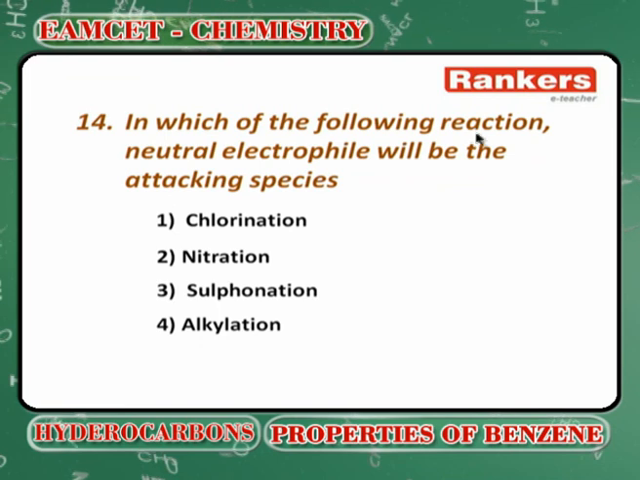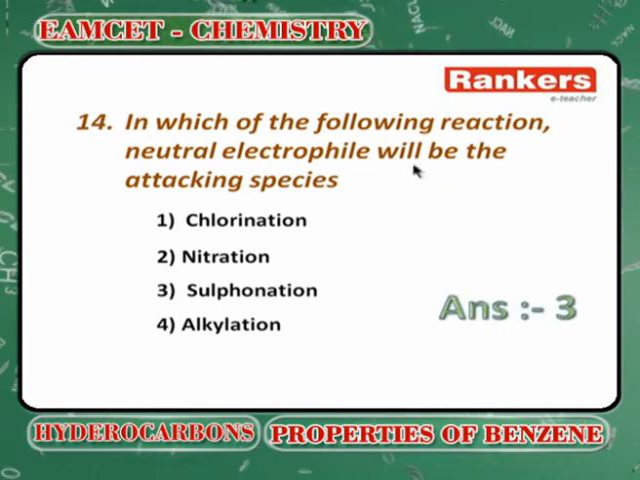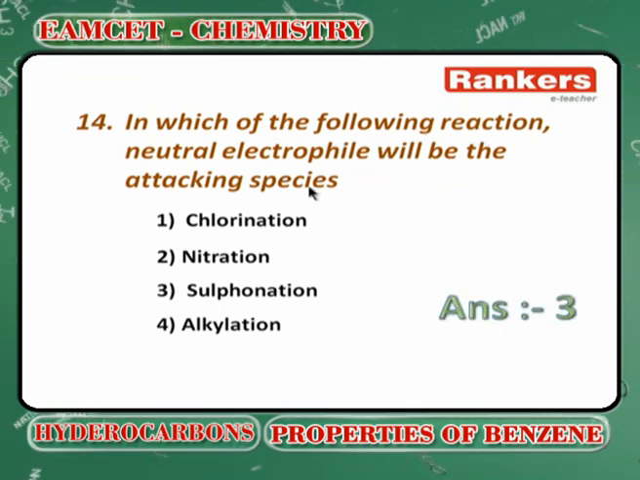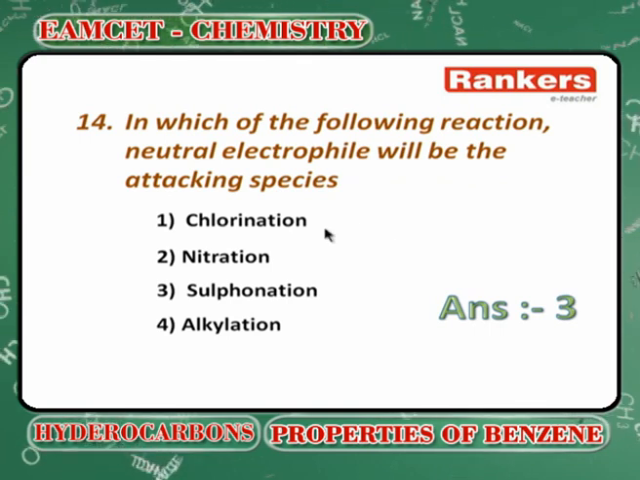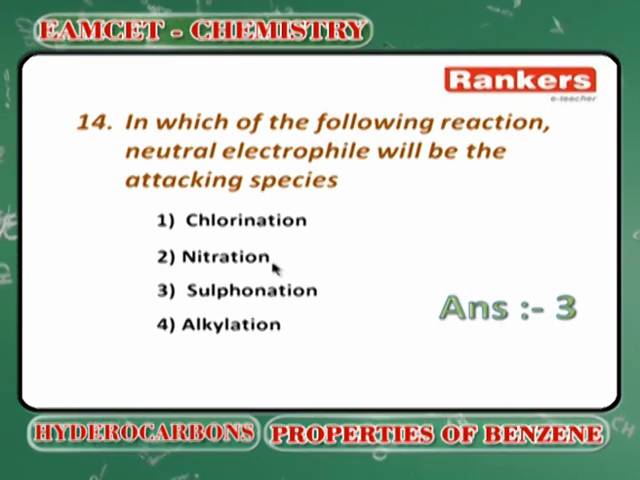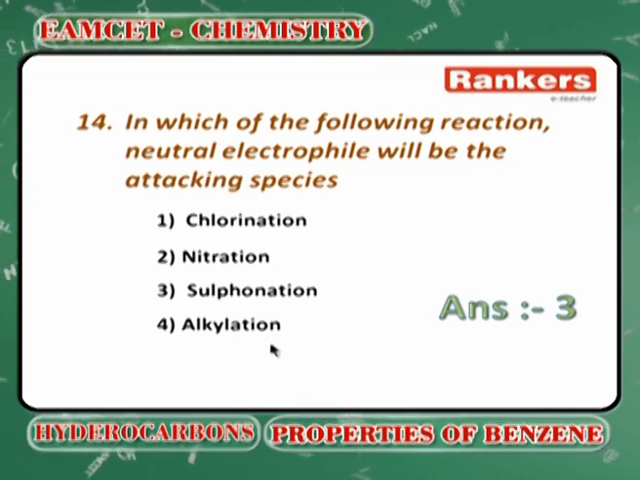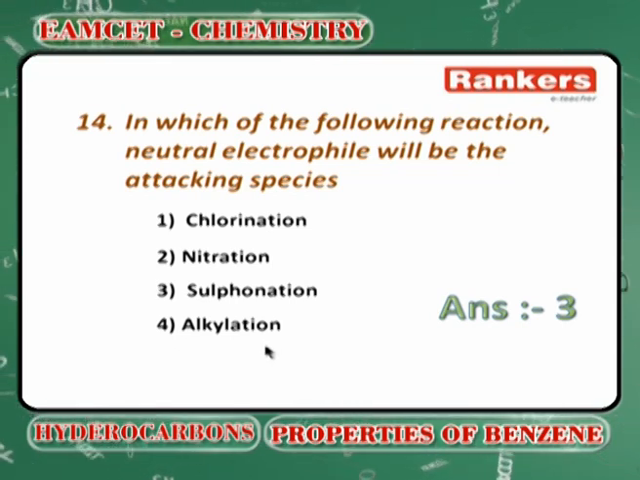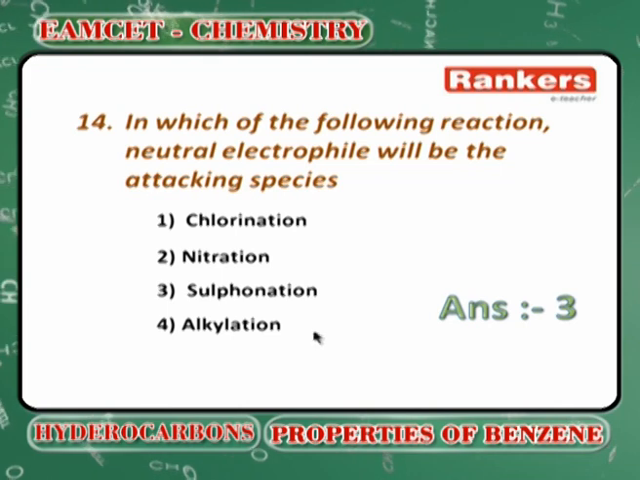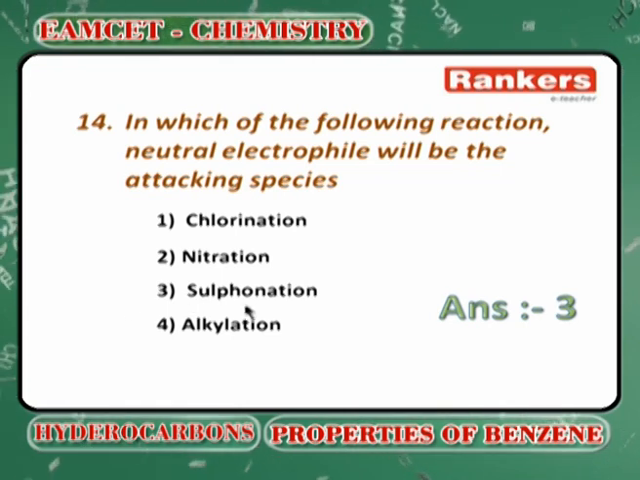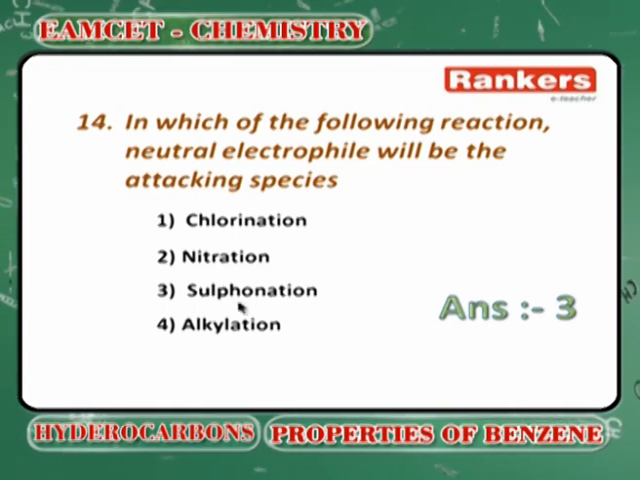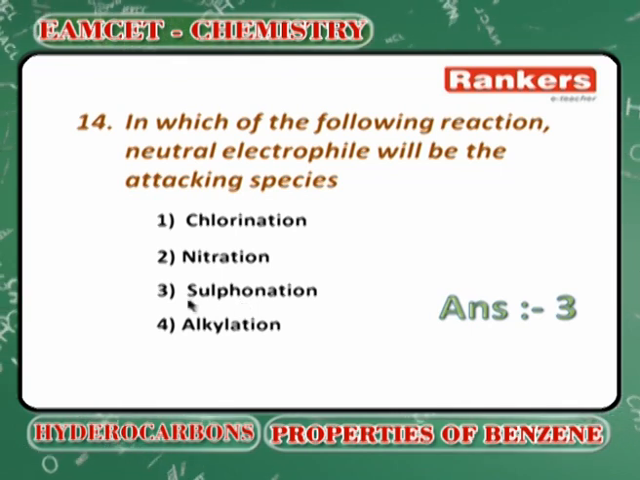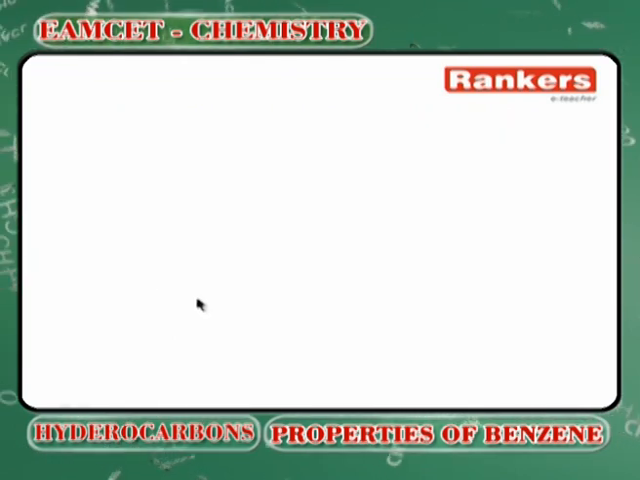In which of the following reactions will a neutral electrophile be the attacking species? We have seen just now chlorination is Cl plus, nitration is NO2 plus, sulfonation is the one where the SO3 neutral molecule will be there. In the acylation, RCO plus, and in Friedel-Crafts alkylation, R plus will be there. So, therefore, only the third answer will be the right one, sulfonation. SO3 neutral molecule is the attacking species. Next.